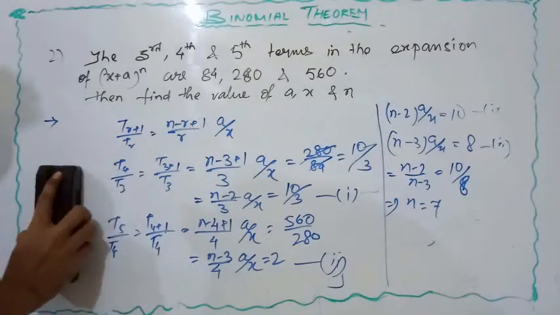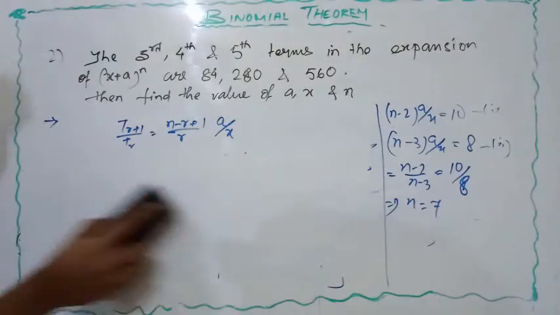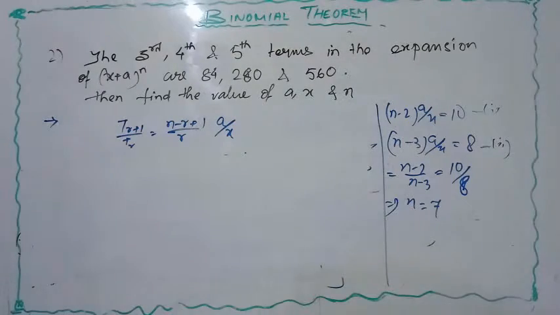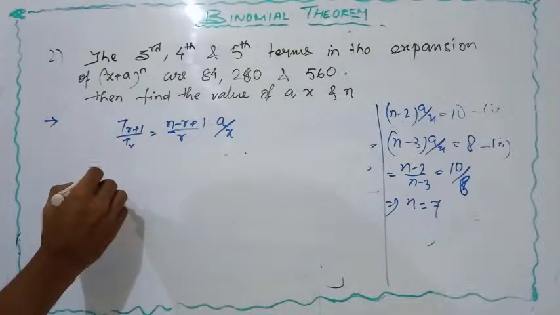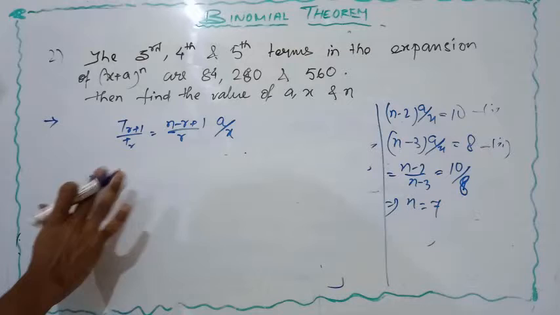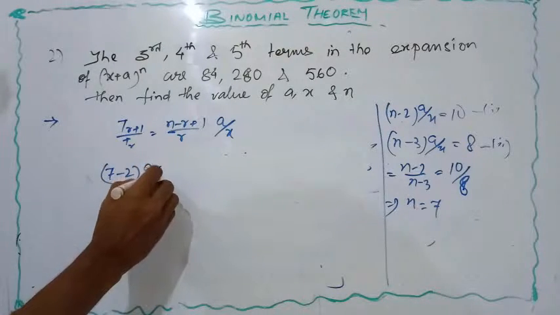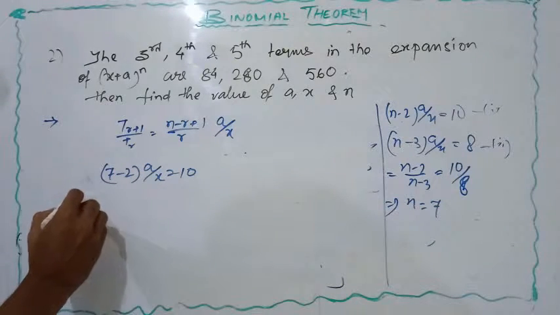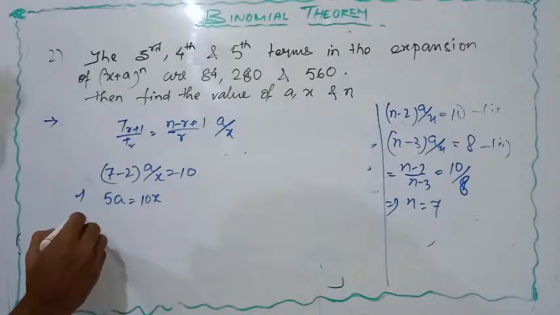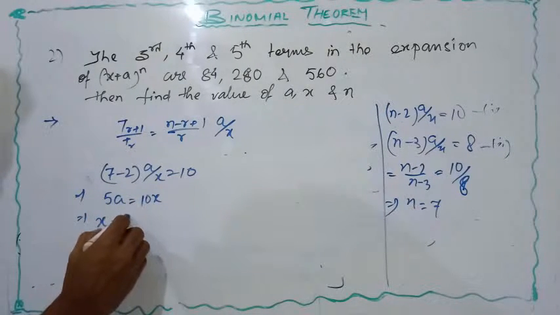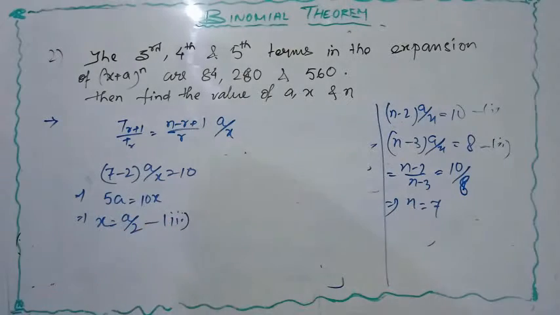I'm erasing this part. We have got the value of n, that is 7, right? Now if you put the value of n in equation 1, then you will get 7 minus 2, that is 5, into a by x is equal to 10, or 5a is equal to 10x, or x is equal to a by 2. Suppose this is equation 3.